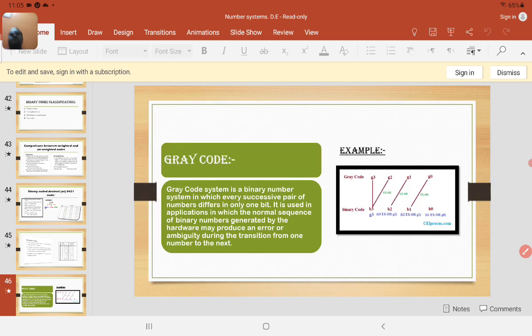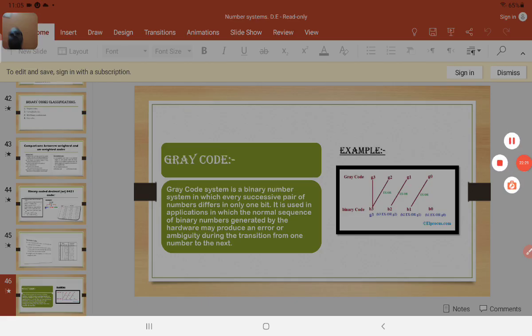Next, gray code. Gray code is also represented in binary format, in which every successive pair of numbers differs in only one bit. It is used in applications in which the normal sequence of binary numbers generated by the hardware may produce an error or ambiguity during the transition from one number to the next number.